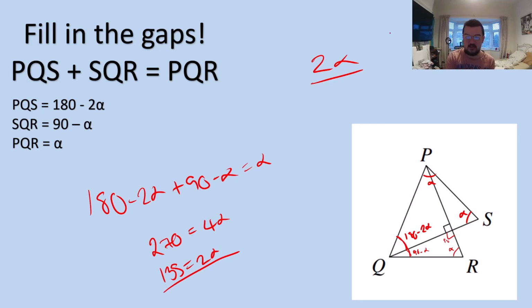We've already said that PRQ plus PSQ is the sum that we're looking for. We've already said that it equals 2 alpha, and now we know that 2 alpha is 135. Therefore, the answer is D.